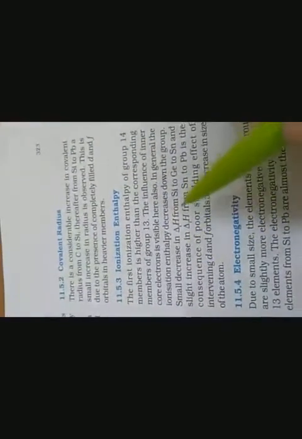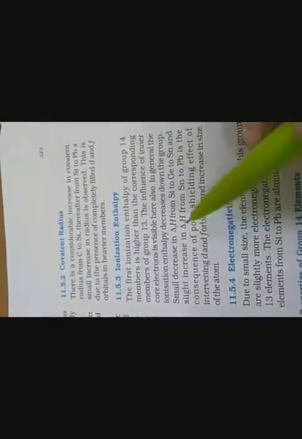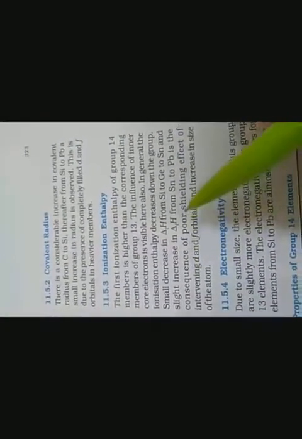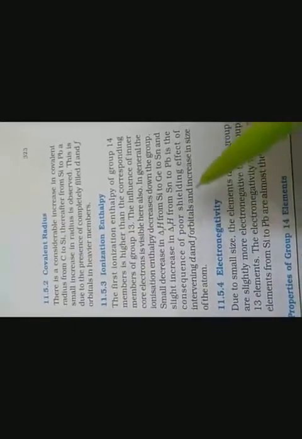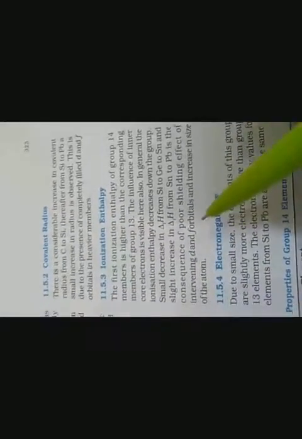In general, the ionization enthalpy decreases down the group. A small decrease from silicon to germanium to tin and a slight increase from Sn to Pb is a consequence of poor shielding effect of intervening d and f orbitals and increase in size of the atom. So with the increase in the size of the atom, the first electron is easy to remove, and in comparison you can see while the distance is going to increase, it is easy to remove. So ionization enthalpy is decreasing, but due to this d and f block shielding, somewhat changes are there.